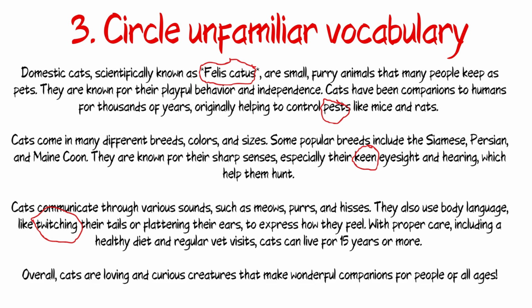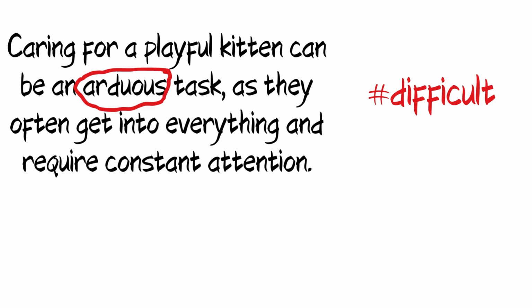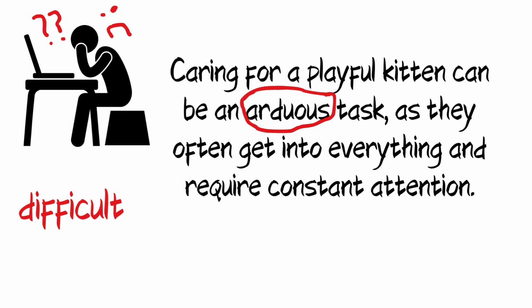3. Circle unfamiliar vocabulary. Next, if you come across any words you don't know, circle them. Then, in the margin, write a definition or a synonym. For instance, if you see the word arduous, you might circle it and write difficult in the margin. If you enjoy drawing or sketching, create an image near the circled word in the text. This way, you build your vocabulary as you read.